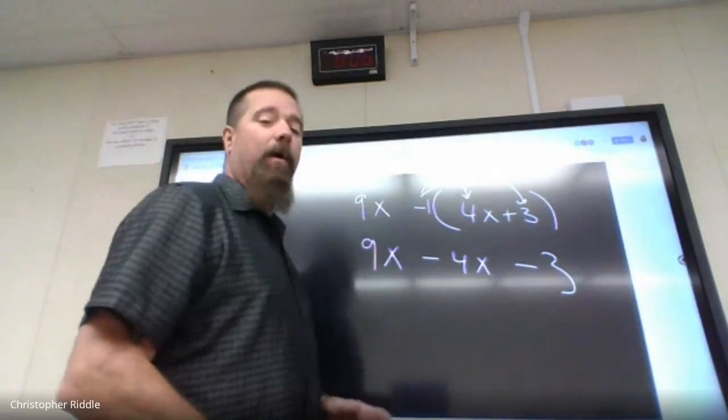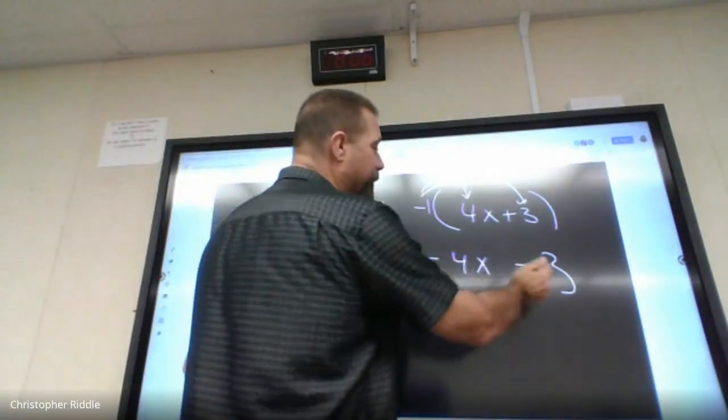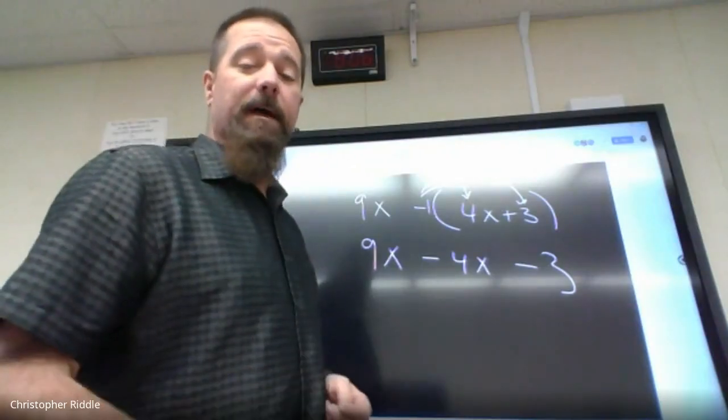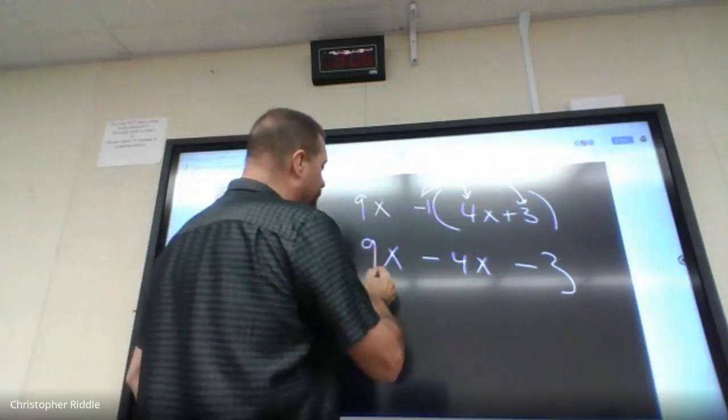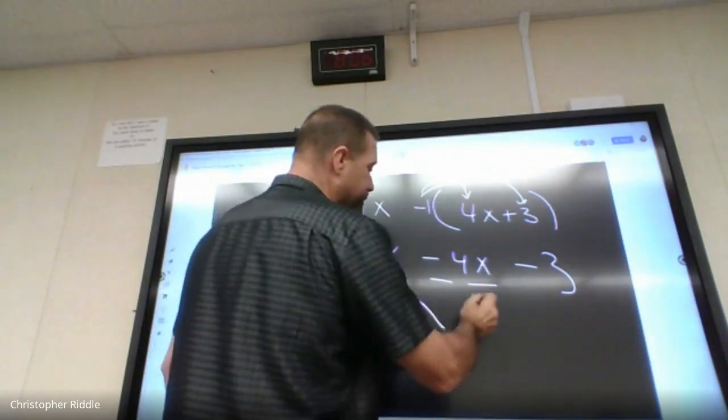You see that, right? So now we're going to take our like terms, anything that is alike, because you can't subtract 3 from 4x because they're different. They're not the same. One has a variable, one does not, right? So we're going to deal with what we can, which is our 9x minus 4x. So what is 9 minus 4?